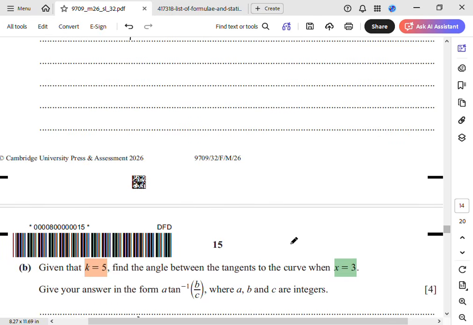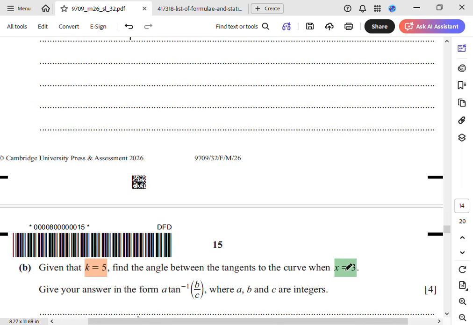Now it's given that k is equal to 5. Find the angle between the tangents to the curve when x equals 4, or x equals 3. So k is equal to 5. Now give your answer in the form a tan inverse b by 2. We're going to look at it later. So I know that k is equal to 5.